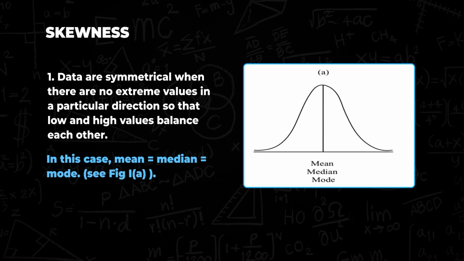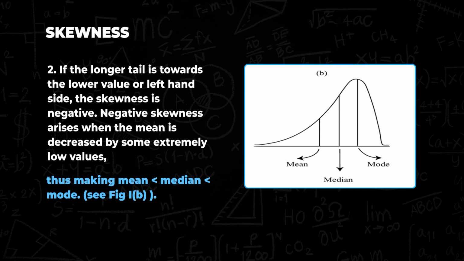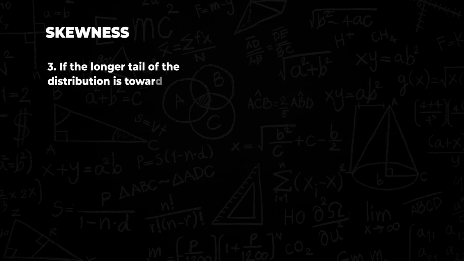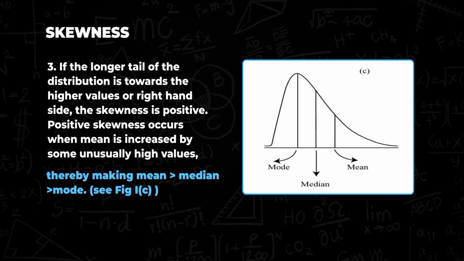See figure 1a. If the longer tail is toward the lower values or left-hand side, the skewness is negative. Negative skewness arises when the mean is decreased by some extremely low values, thus making mean less than median less than mode. See figure 1b. Next, if the longer tail of the distribution is towards the higher values or right-hand side, the skewness is positive. Positive skewness occurs when mean is increased by some extremely high values, thereby making mean greater than median greater than mode.